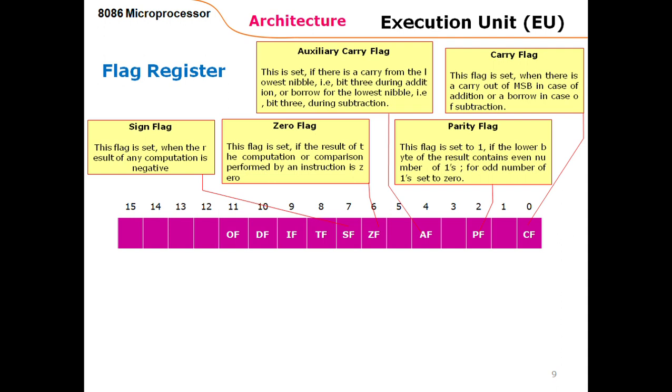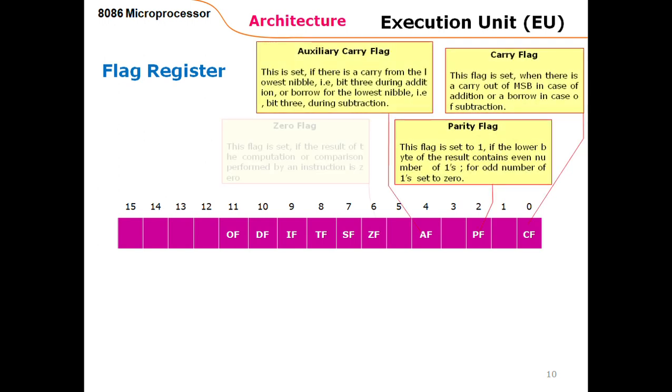For example, if we subtract a value from the other, for example, we calculate a minus b. If b is greater than a, then the result would be negative with a minus sign, and that is recorded using the sign flag. So the sign flag would be 1. If the result is positive, for example, a is greater than b, then a minus b would give us a result with plus sign. Then the sign flag is 0. So the sign flag would tell us the sign of the result after any computation.